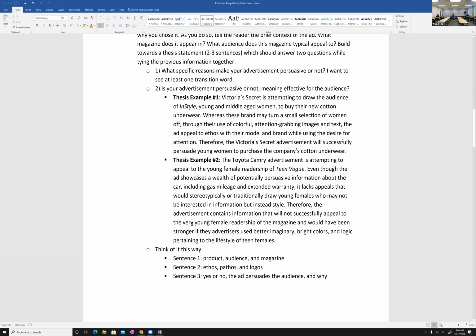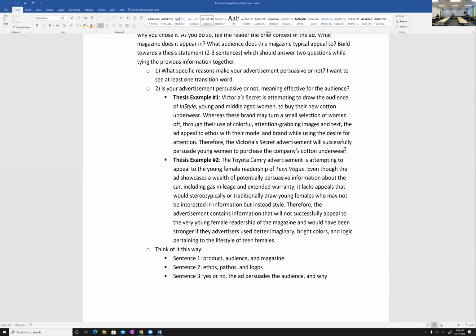So if you look at these two, the first one, and if you look, they follow the formula. In the first one, it says Victoria's Secret's attempting to draw the audience of in style, young and middle-aged women to buy their new cotton underwear. Whereas these brands may turn a small selection of women off through their use of colorful, attention-grabbing images and text, the ad appeals to ethos with their model and brand while using the desire for attention. Therefore, Victoria's Secret will successfully persuade young women to purchase the company's cotton underwear.